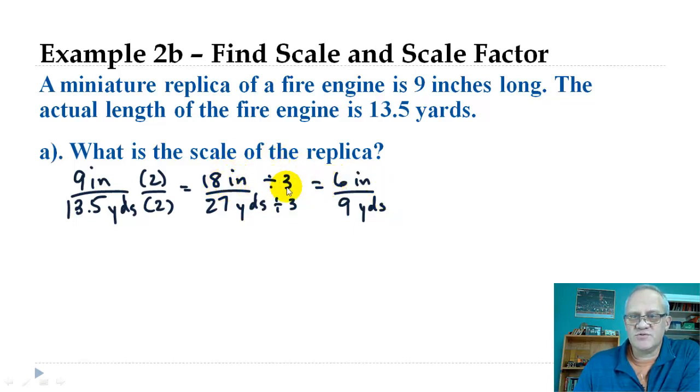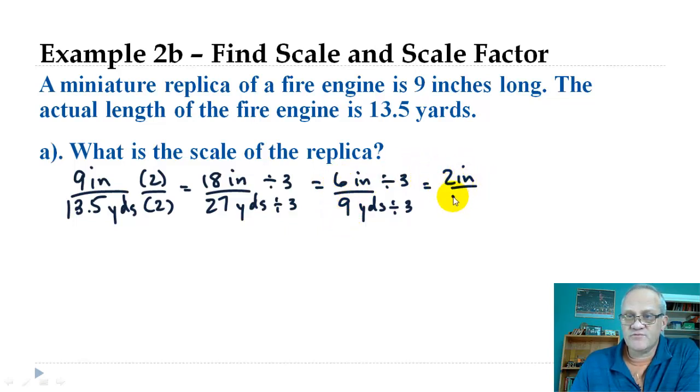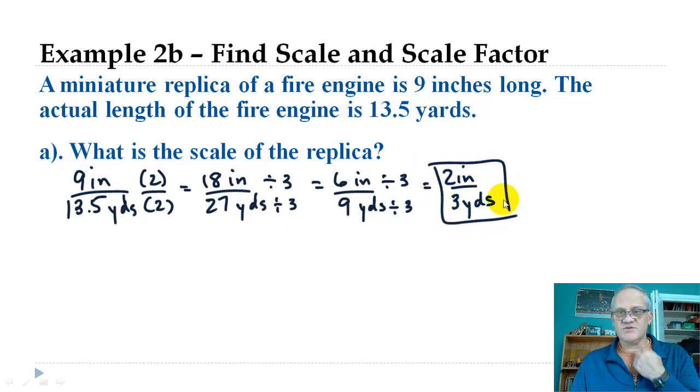But since we've divided by 3, what can I do? I can do 3 again here, right? So when you're simplifying, you don't always have to get the biggest number to divide by right away. I noticed 3 and we got 6/9, and I said, hey, there's 3 again in both of those. So this would end up being 2 inches to every 3 yards. Okay, so there's our scale: 2 inches for every 3 yards.